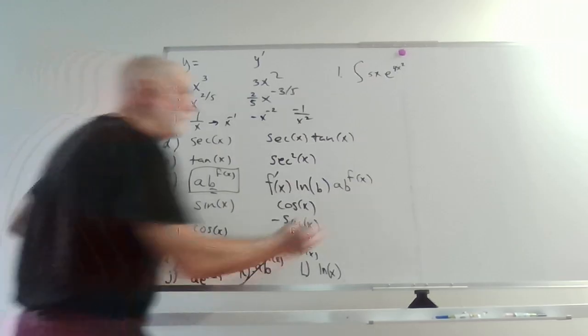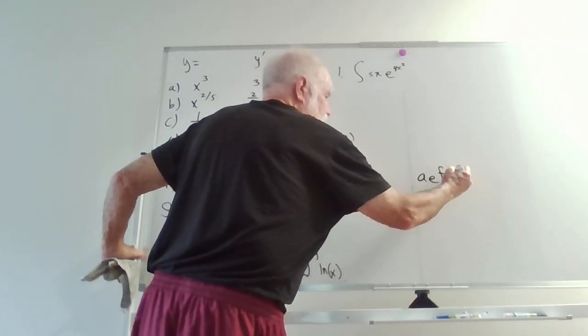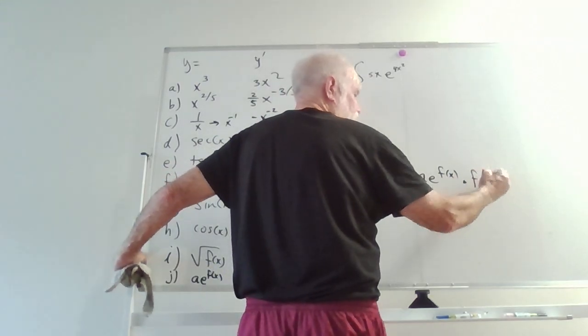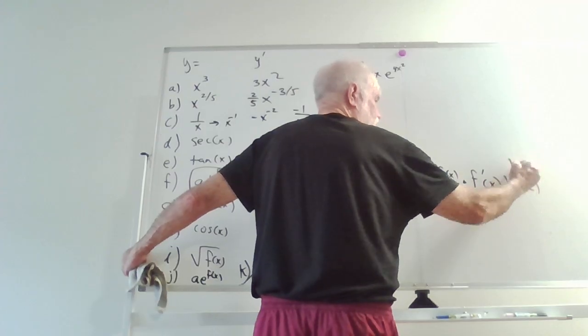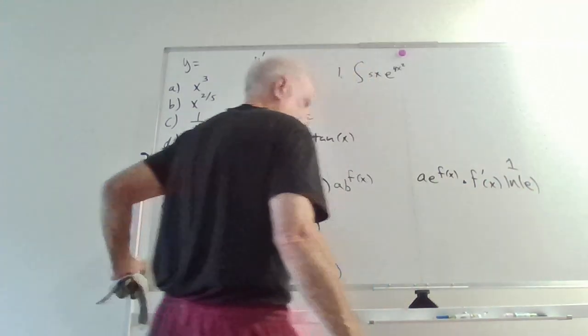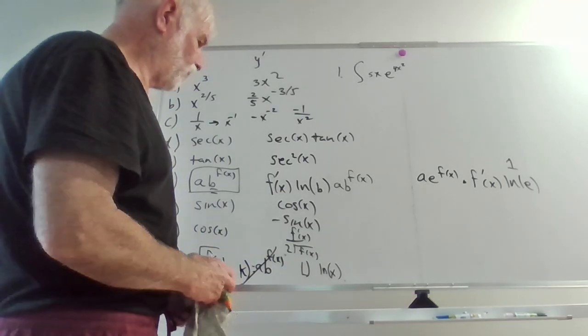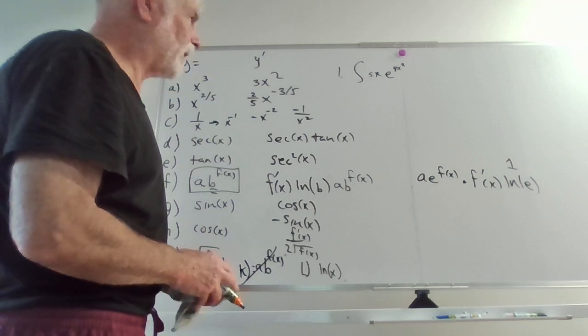A e to the f of x. The derivative is itself times f prime of x. We do not need to write the ln of e because that's the number 1. Derivative ln of x, okay, I'm not going to do that one for you. That's a special derivative and we'll leave that for later.